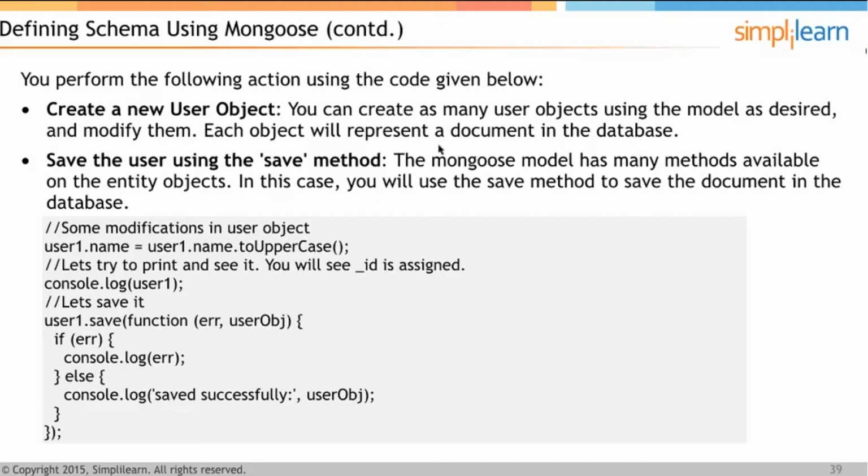The way I used to have a save and an insert method in normal native MongoDB querying, the same way we have it over here as well. So save the user using the same method. The Mongoose model has many methods available on the entity objects. In this case, you will use the same method to save the document in the database. So user1.name is equal to user1.name.toUpperCase. All I'm doing is trying to update the document which I already had. I had user1, so I'm just checking, can you please convert the name into uppercase. Once I've done that, I want to see whether the output is correct or not.